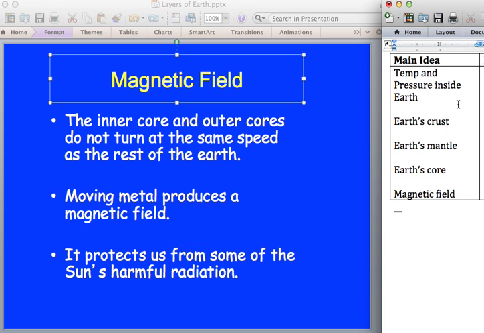All right, I know that was a lot. But these are the basic layers of the inside of the Earth.